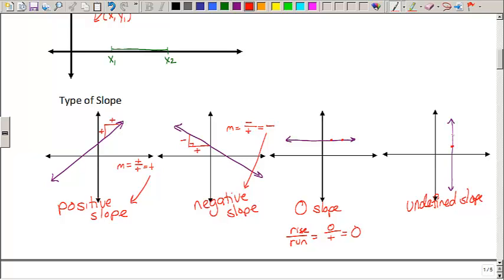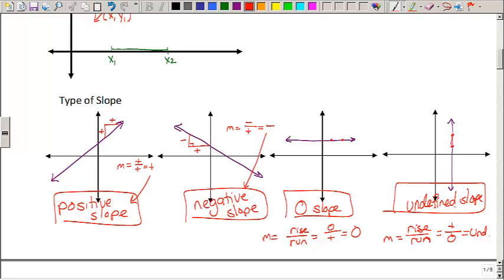For the vertical line, if I put 2 points on there, and I'm again thinking rise over run for my slope, the rise, well, I'm increasing a positive distance, but how far am I running horizontally, left to right? Well, I'm not going left to right at all. One positive number divided by 0 is undefined. Therefore, I have an undefined slope.